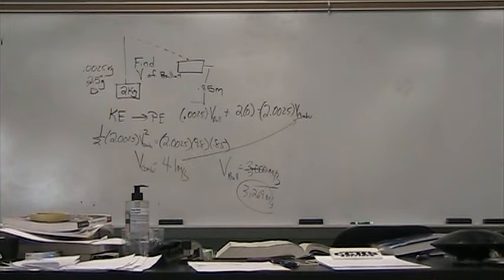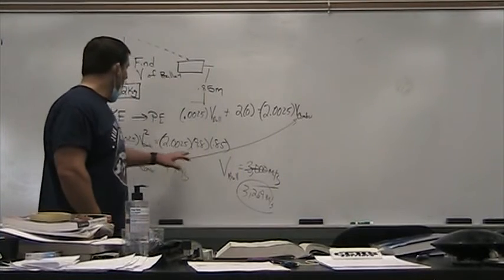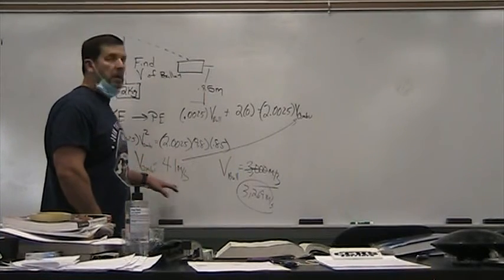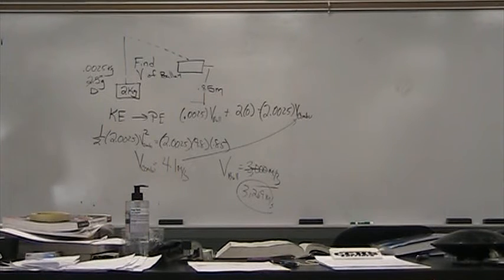I got 3,284. Oh, yeah, no, you're good. When you're dealing with very large numbers and small numbers, you're good. That's just a rounding issue, okay? Do you guys have any questions?